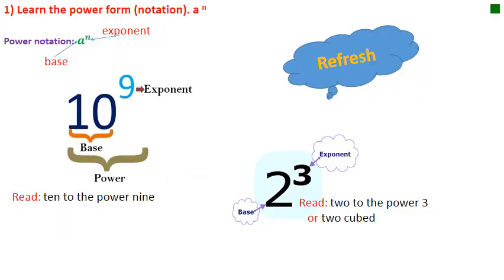In this lesson, our first objective, we are revising or refreshing our memory to know the notation of power, or the power form. A power notation or a power form is a to the power n. The base is a and the exponent is n. For example, 10 to the power 9 is a power, so 10 is the base and 9 is the exponent.